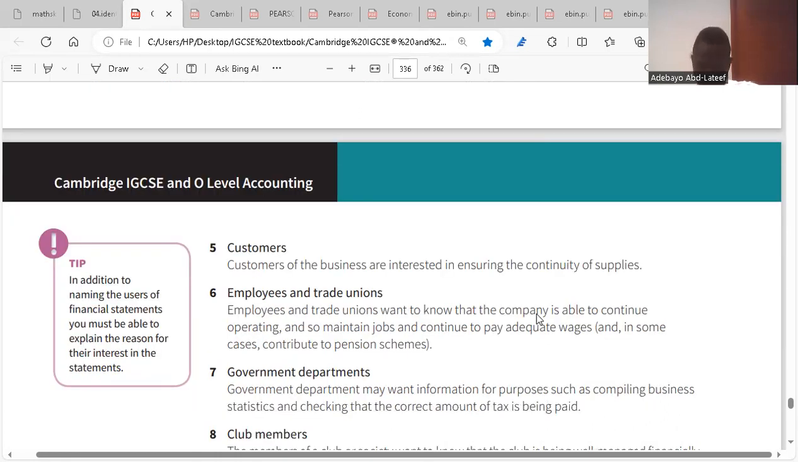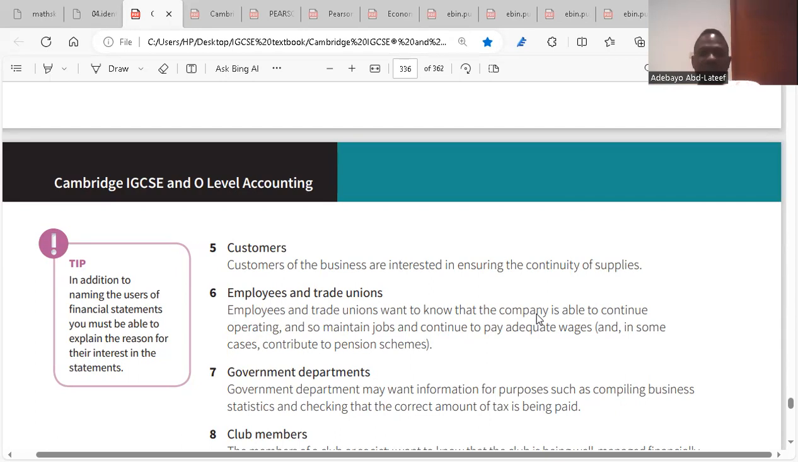Customers want to be sure that you'll be able to supply them every now and then, that they can count on you. Not that when you supply this week, you won't be able to supply them next week, because that means they're going to disappoint their own customers too. So they want to be sure that you are consistent with your supplies.